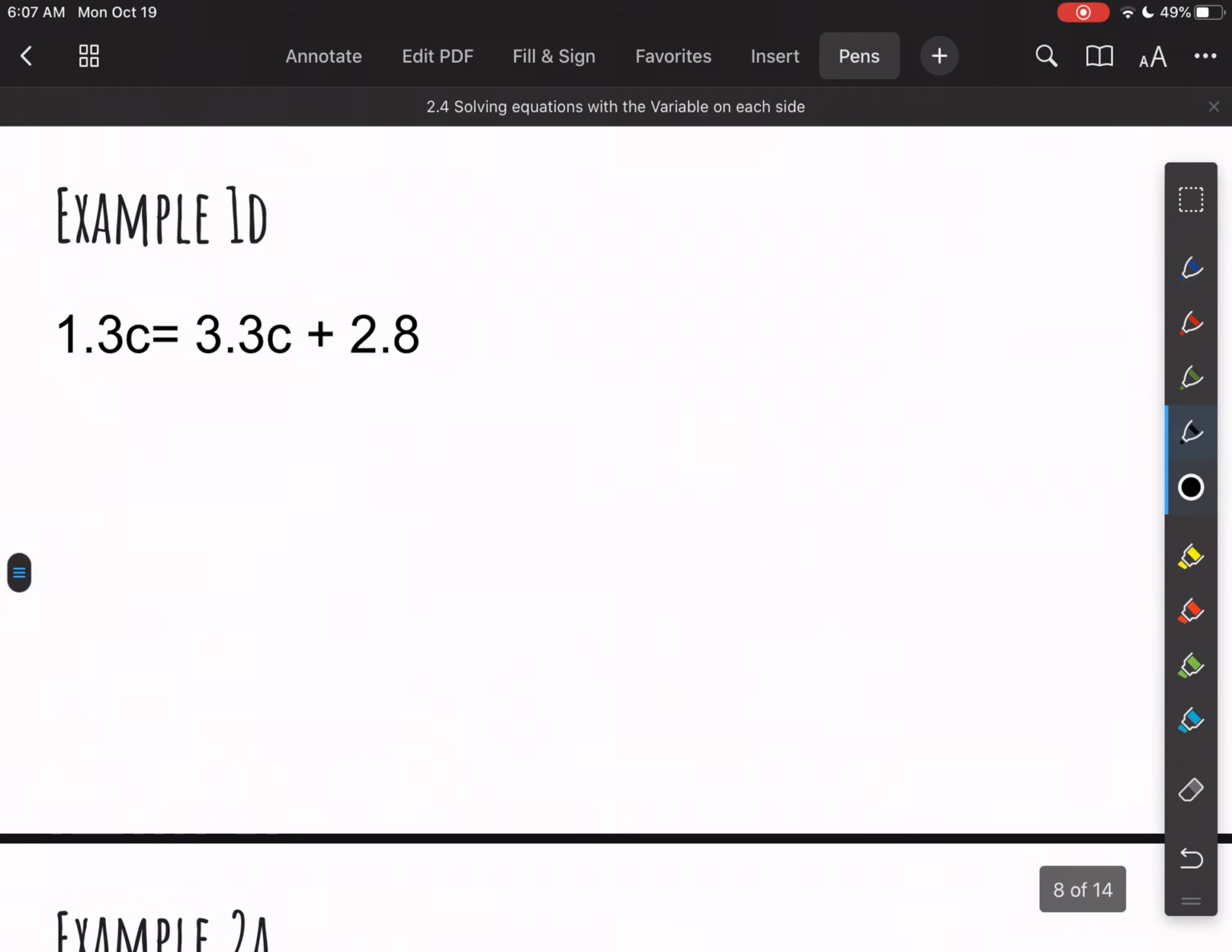Okay, so 1D. For this one, this is number 1 here. Don't get confused with that one. It's not 1.3c, I don't think, or maybe it is. Oh, it is 1.